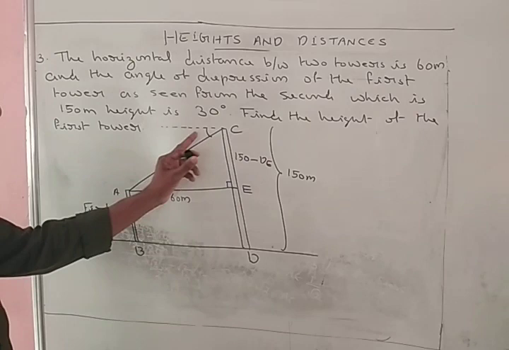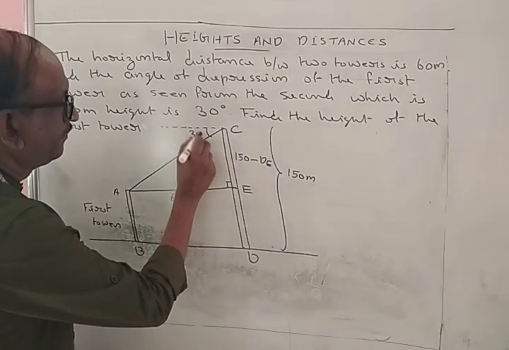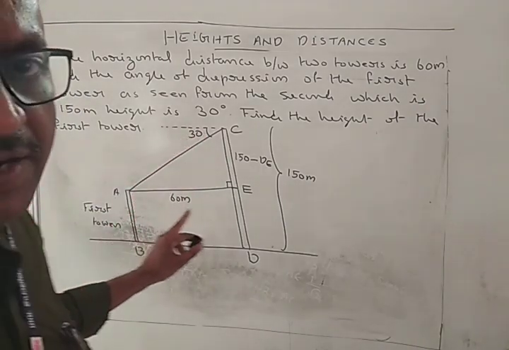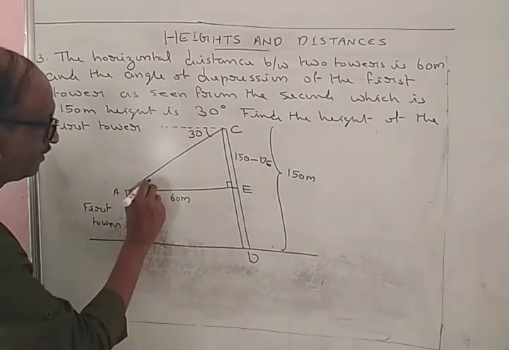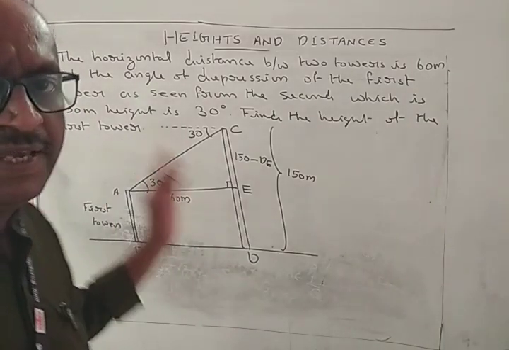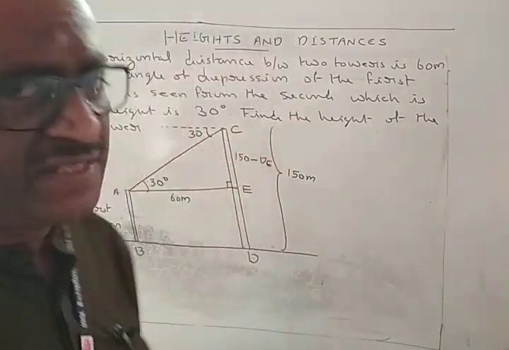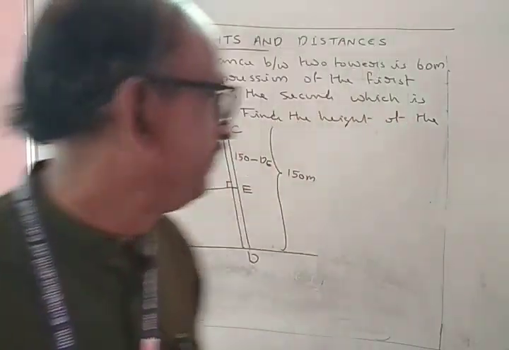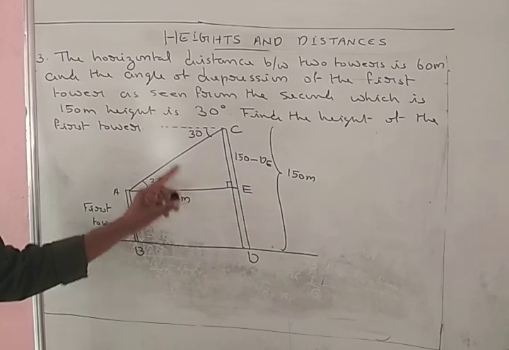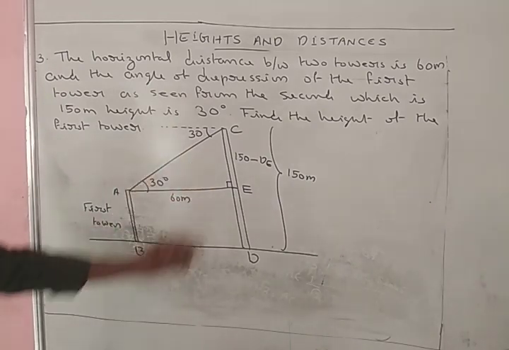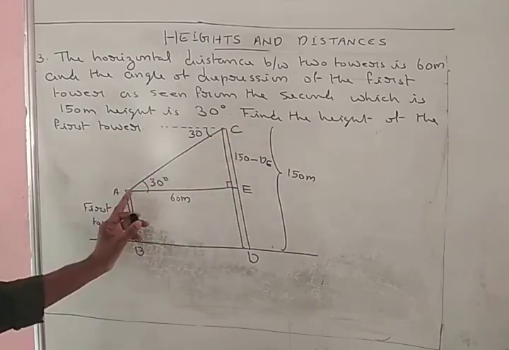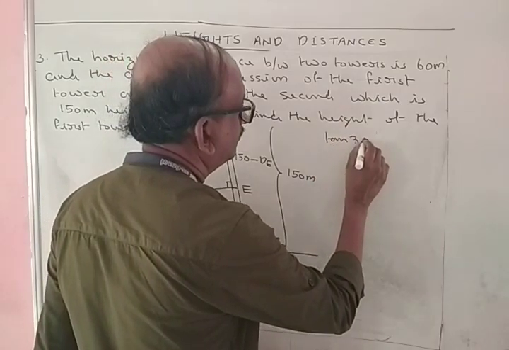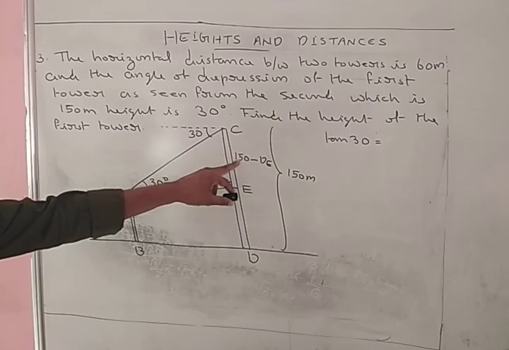This angle is the angle of depression, 30 degrees. This is the angle of depression, and these two angles are the same because they are alternate interior angles. This is the required figure. From this, we have to find the height of the lower tower. From this right triangle, opposite side divided by adjacent side is equal to tan 30. Opposite side is CE. CE is 150 minus DE.